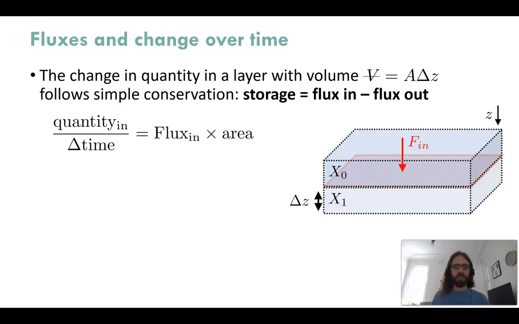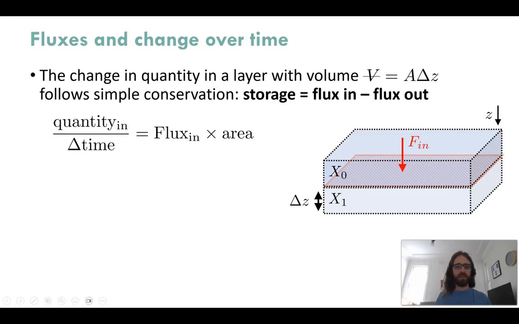So the change in the quantity that is happening in a finite layer that has a volume given by the planar area that we talked about already and some sort of a finite thickness delta Z is going to follow a simple law of conservation, very similar to conservation of mass or conservation of energy, where the amount of X that is building up within this region 1 is going to be based on the difference between the quantity that's coming in versus the quantity that's coming out.